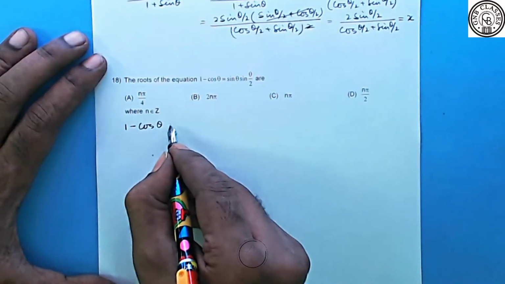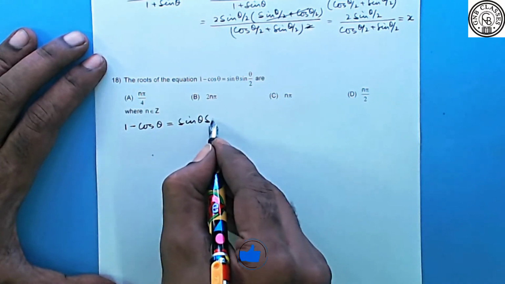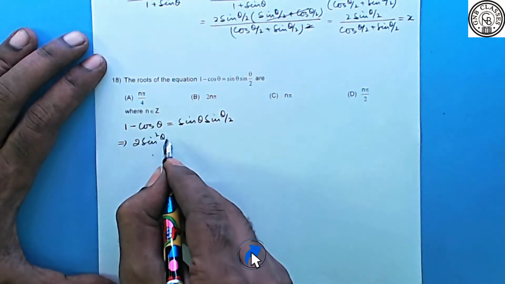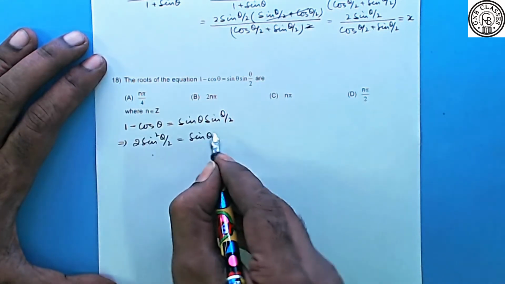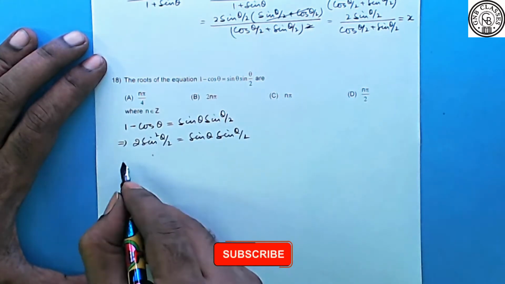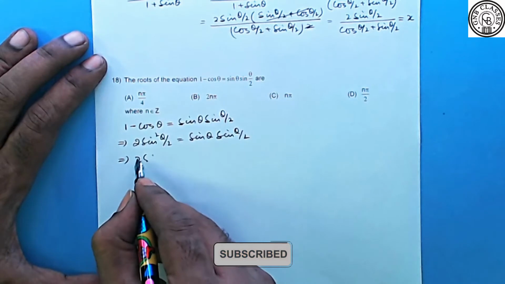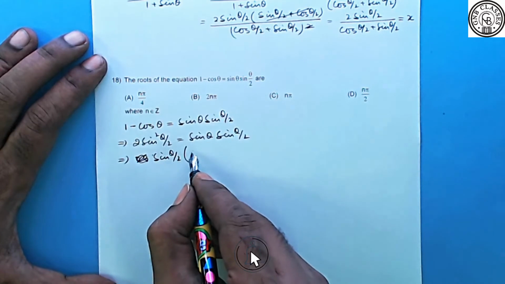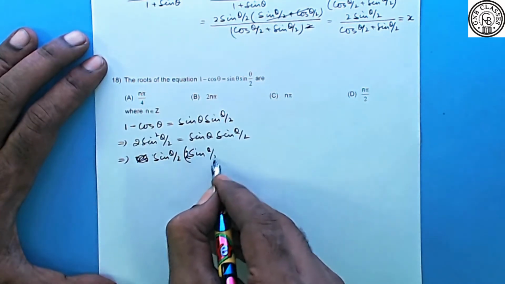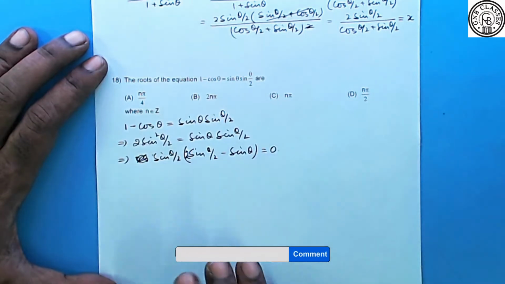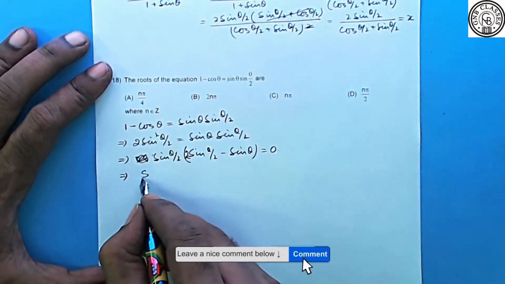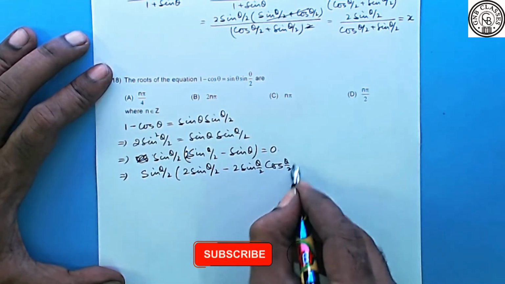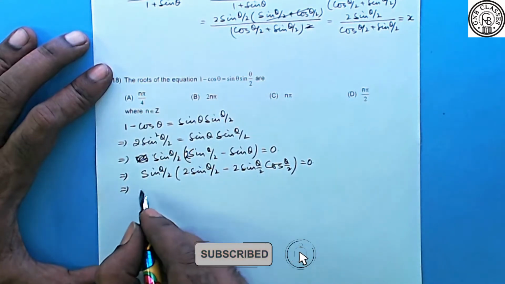We have to solve 1 minus cos theta is sin theta by 2. 1 minus cos theta can be written as 2 sin square theta by 2. Let me take it one side and take 2 sin, not 2. Let me take sin theta by 2 after taking in the left hand side common. So we are having... is it clear? Let me take 2 sin theta by 2 common again.